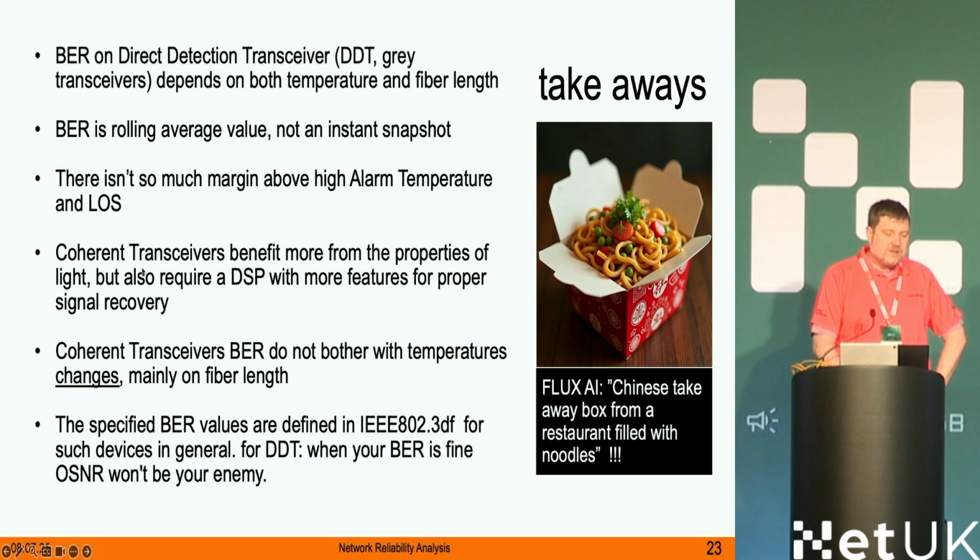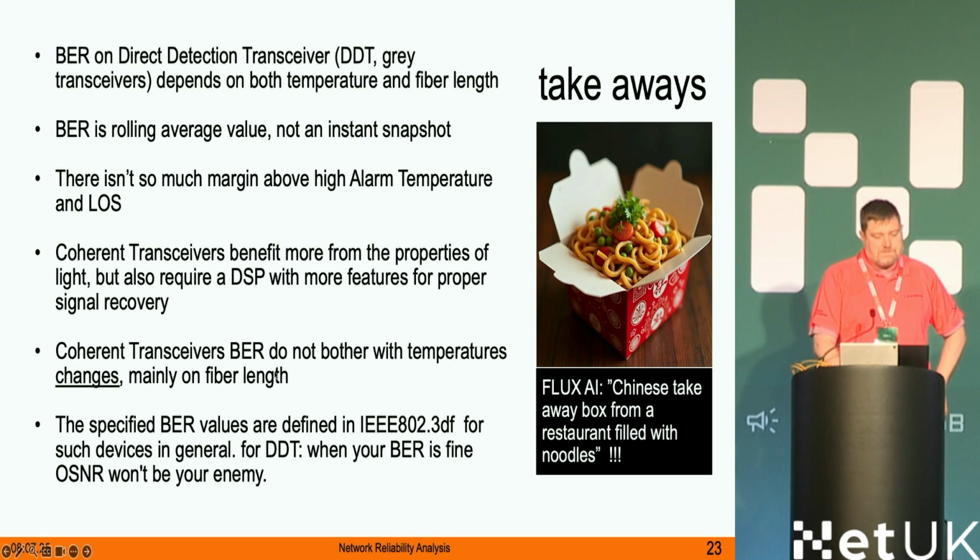Now looking at the coherent transceivers, they benefit more from the properties of light. For example, polarization is a feature that it can detect, and with the polarization effect it has more ways to correct and recover the signal. But the drawback is that, of course, it requires a DSP, a powerful DSP. It draws more power. As we saw in the previous presentation, these are more power hungry.